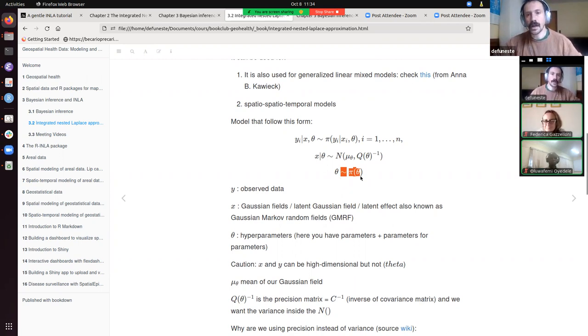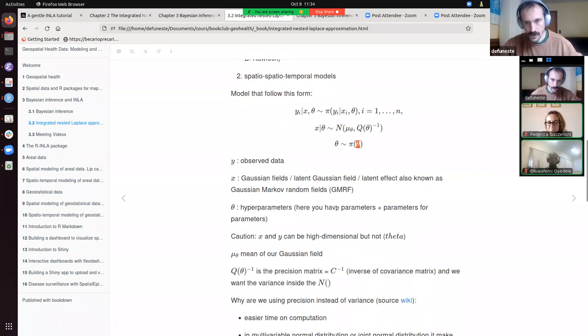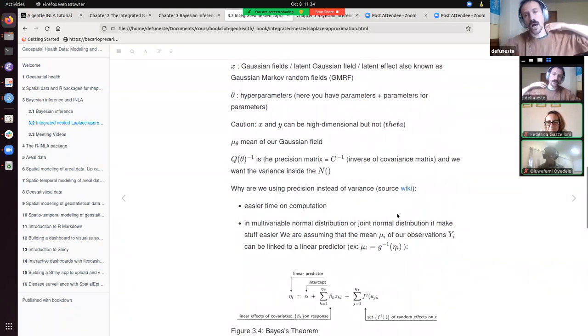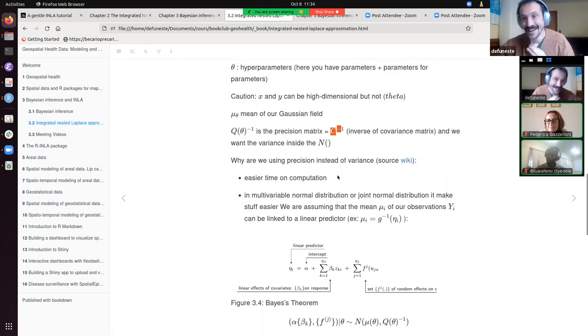which, keep in mind, is not just parameters; this can be parameters plus hyperparameters. So this is basically what I have. Why are we using precision instead of variance? Remember the precision is the inverse, so one divided by the variance. I didn't know, so I Googled it, and Wikipedia said it provides an easier time on computation. On a multivariate normal distribution or joint normal distribution, it makes the maths easier. I do not understand it, the wiki wasn't clear, but it helps us. This is how I understand it. Okay.